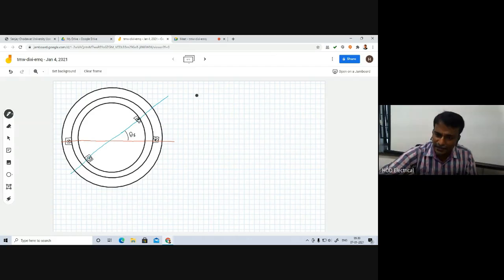Therefore, the magnetic flux density will be maximum towards this region. Similarly, this is the rotor, current is entering here, current is leaving here. Therefore, the magnetic flux density is maximum towards here. This is the magnetic flux density of the rotor. This is the magnetic flux density of the stator. So now we have chosen based on the reference.